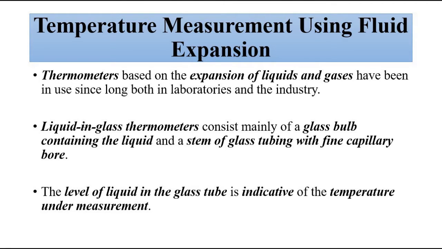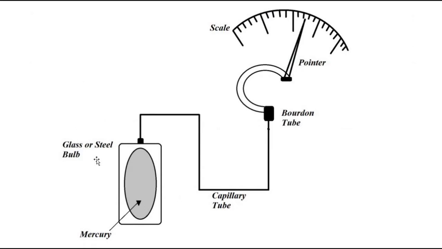So such temperature measuring devices, thermometers, which are based on expansion of liquids and gases, are very popular and have been used for quite a long period of time. The basic construction of such a system is that it consists of a container consisting of the particular fluid, liquid or gas. In this case, I've shown mercury. There are other choices as well. And it is encapsulated in a glass bulb, and for industrial purposes steel bulb is used. In that case the fluid is also different.